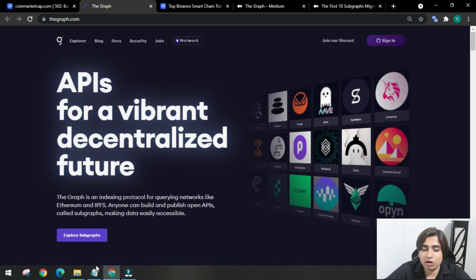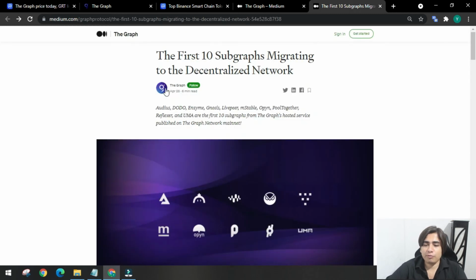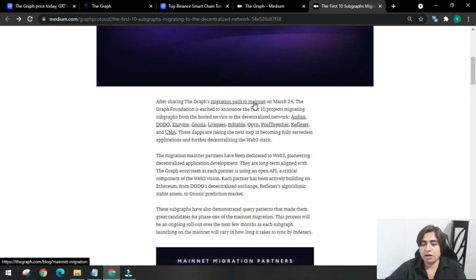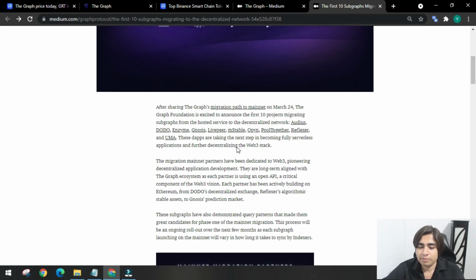For the time being, the Graph Explorer is hosted. So as you can see, they posted on April 26 that the first 10 subgraphs are migrating to the decentralized network. Audius, Dodo, Enzyme, Genesis, Live Peer, mStable, Opyn, PoolTogether, Reflexer, and UMA are the first 10 subgraphs from the Graph's hosted service published on the Graph network mainnet. After sharing the Graph's migration path to mainnet on March 24, the Graph Foundation is excited to announce the first 10 projects migrating subgraphs from hosted service to the decentralized network. So this is nice. These dApps are taking the next step in becoming fully serverless applications and further decentralizing the Web3 stack. So that's some good thing.